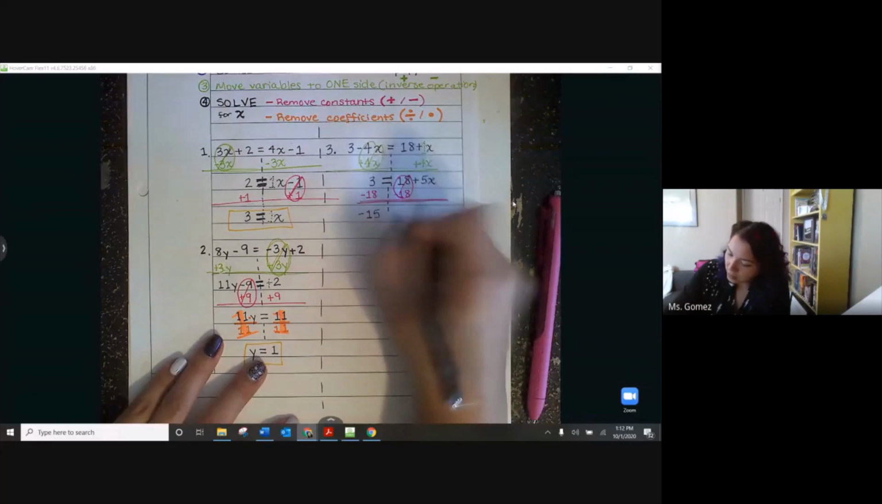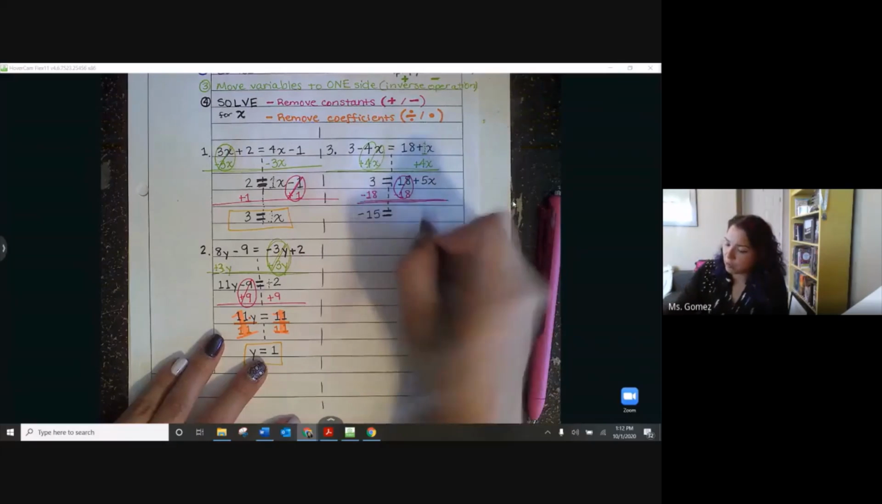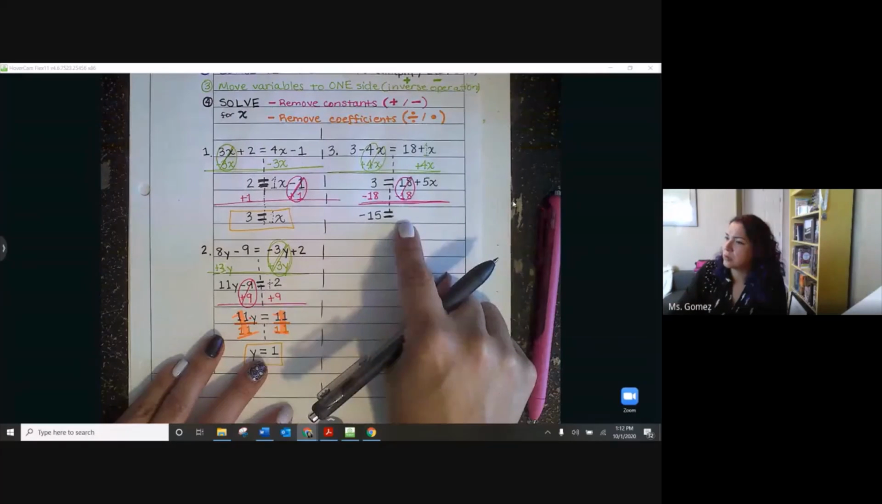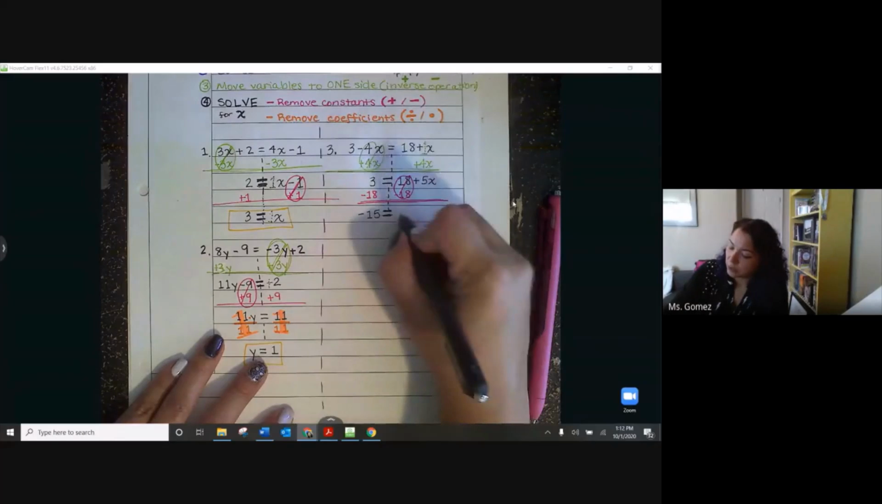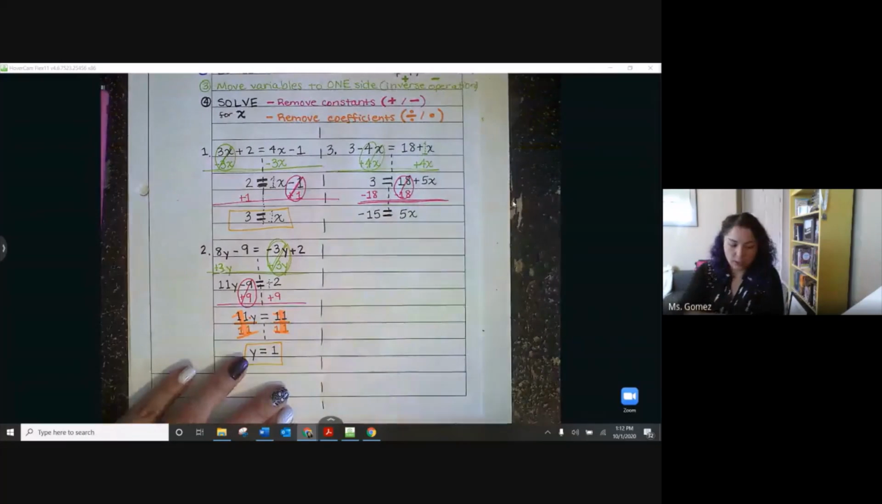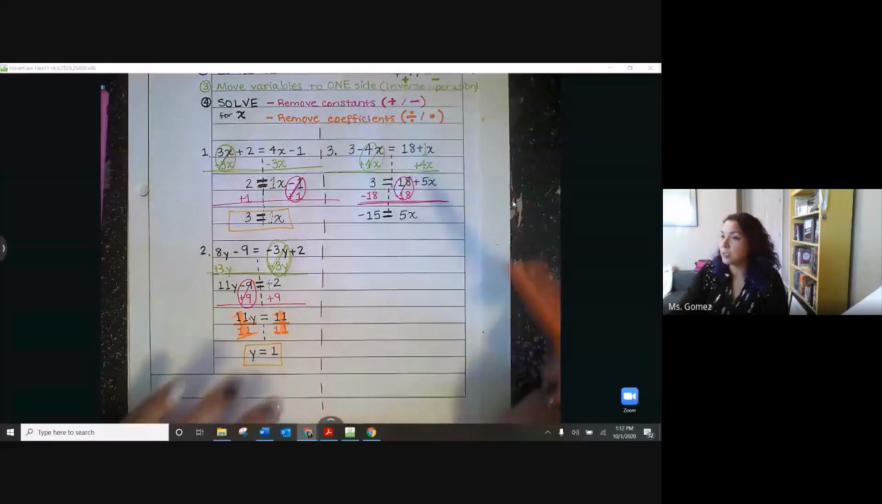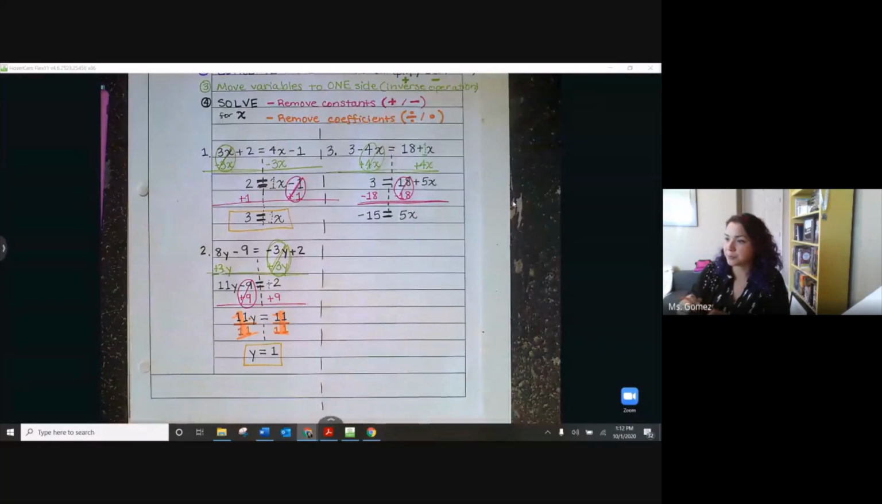Okay. I know you guys don't like negatives, or at least Gage and I don't. What do I bring down? 5x. Okay. Positive 5x. Okay. So now I'm done with pink. Orange. Remove the coefficient. Tell me what to do.